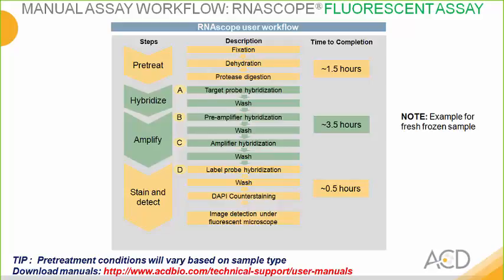Similarly, this is the workflow for the fluorescent assay, again in which you would have the 4 major steps of pretreatment, hybridization, amplification, staining, and detection. For completion, the fluorescent assay is about 5.5 hours. And do note that this protocol is for fresh frozen samples, and again, pretreatment conditions will vary based on the sample type. So again, do make sure that you visit the website to download the correct manual or technical note for the sample type you are working with.